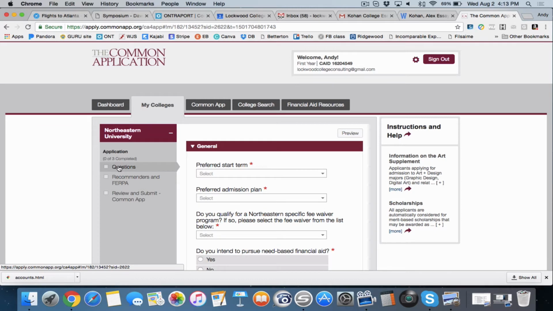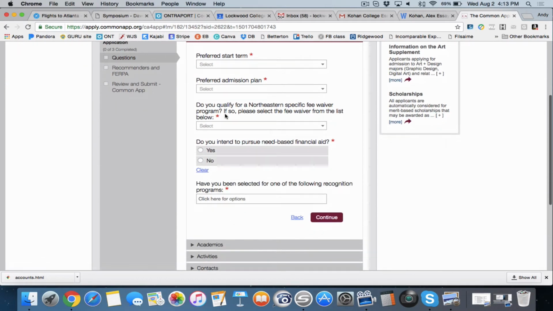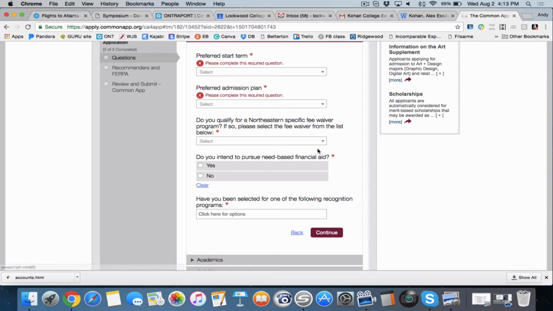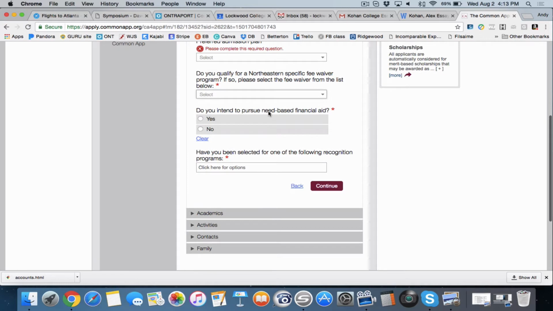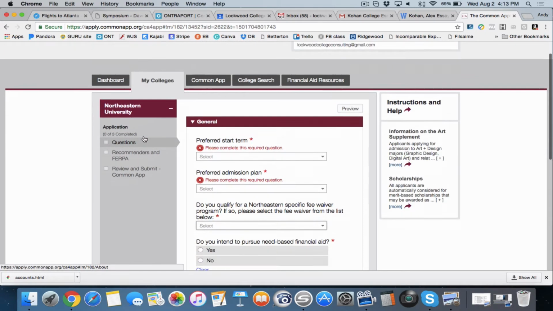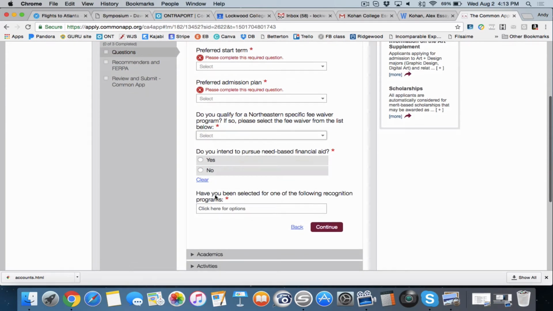Okay, now let's get into the questions. One of the questions here is about when you want to start. Are you applying early decision or something? Fee waiver, most people will not be able to qualify for that. And then, do you intend to pursue need-based aid? Now, if you say no, you will never be able to get any money from them. So say yes if you are applying for need-based aid. There's always a question about whether that helps or hurts your chances of getting in. If anything, it hurts your chances slightly, probably not as much as people think. So I would take care of all these types of things.